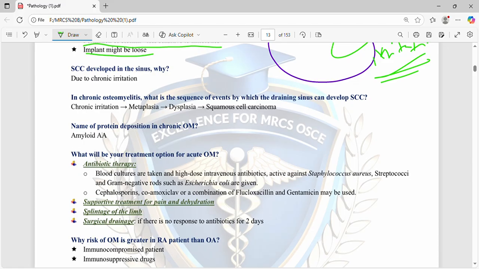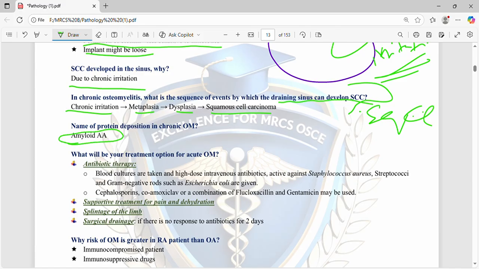Squamous cell carcinoma can develop in the sinus due to chronic irritation. In chronic osteomyelitis, what is the sequence of events by which a draining sinus can develop squamous cell carcinoma? Chronic irritation, metaplasia, dysplasia, and squamous cell carcinoma. This is the general sequence of squamous cell carcinoma, SCC. The protein deposited in chronic osteomyelitis is amyloid AA.